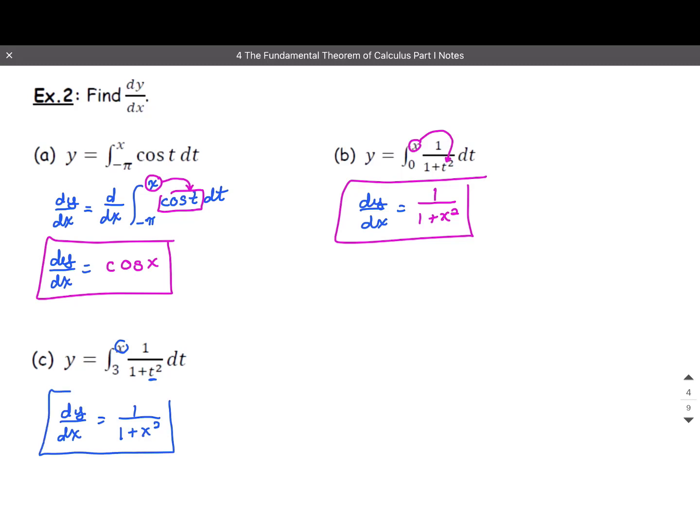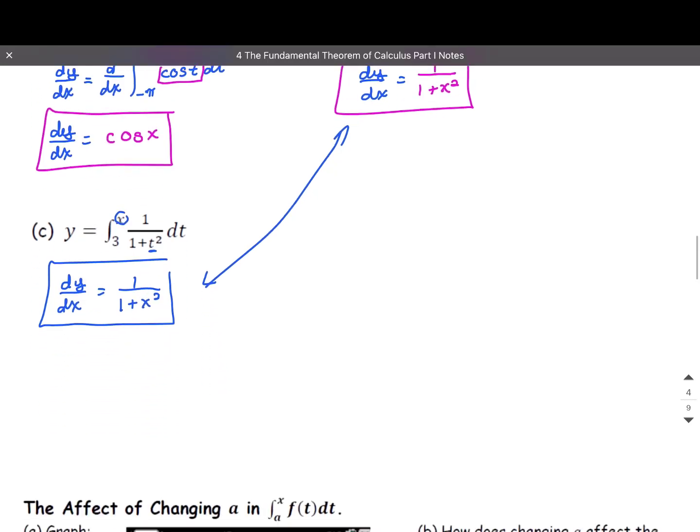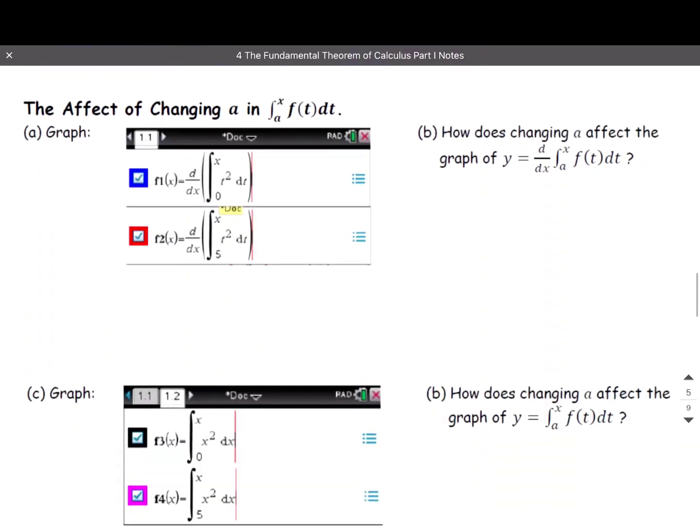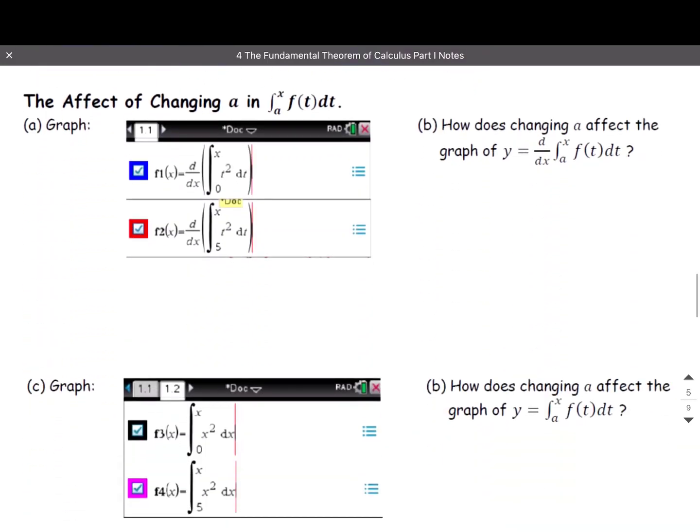Now wait a minute. These are the same things, aren't they? Now we know that different functions have the same derivative because derivatives of constants would be 0, so it's very easy to have multiple functions that have the same derivative. We're going to take a moment here and pause and go use our graphing calculator, the TI-Nspire, to look at how changing the constant in the integral changes the value by looking at the graph.